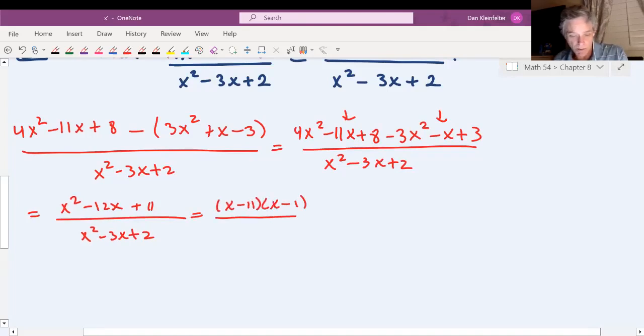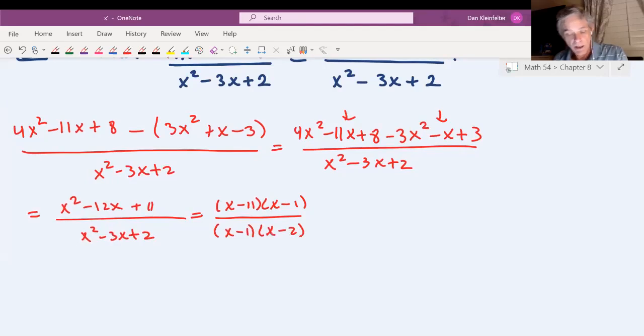Okay, double check by multiplying if you like. Make sure that works out. Down below, we should have x minus 1, x minus 2. Okay, and then you can see that the two x minus 1s are going to divide out, right? That will leave us x minus 11 in the top and x minus 2 in the bottom.